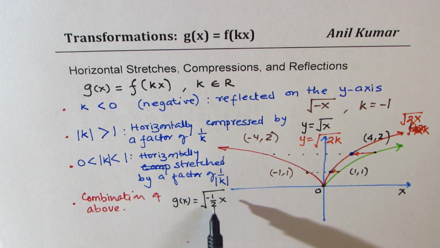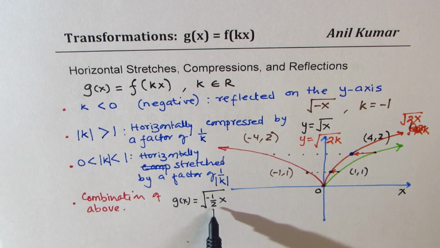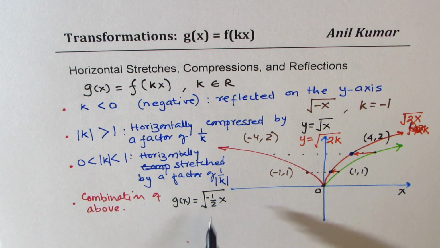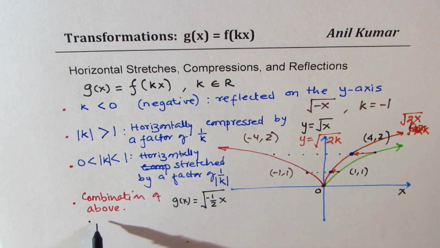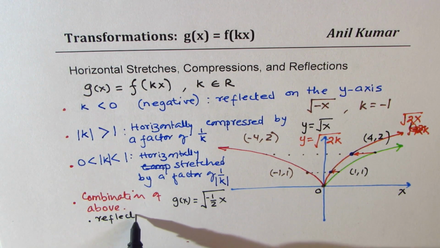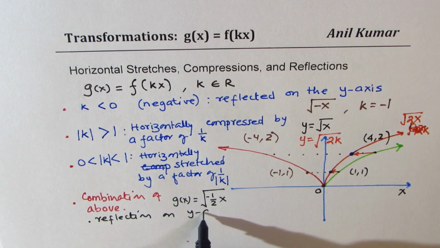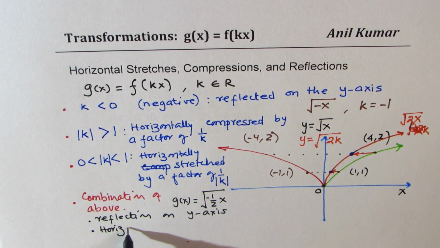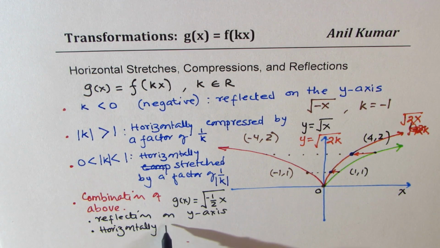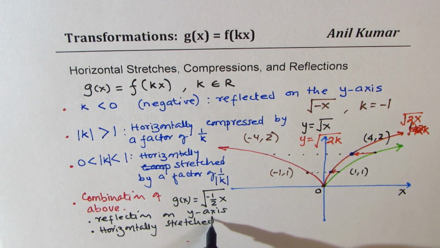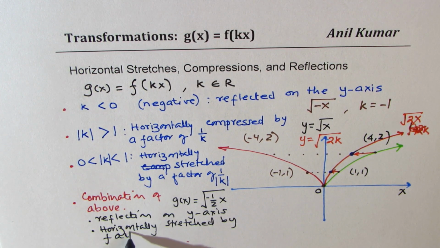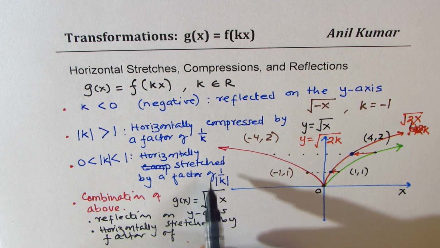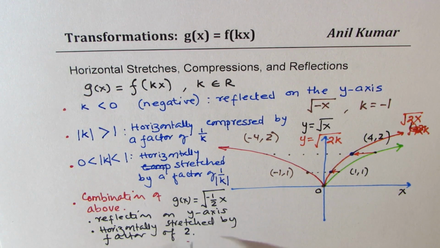Now we are doing a combination. Since the absolute value of k is less than 1, it is horizontally stretched. So there are two things happening here. One is a reflection on the y-axis, and the other is that it is horizontally stretched by a factor of 1 over half, which means 2, right? So stretched horizontally. So let's do this transformation on the given function square root x.